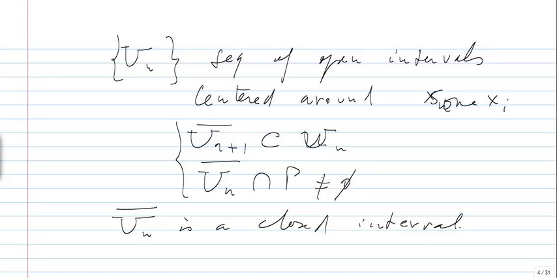Okay, inside with U_{n+1} bar, they're getting smaller. Okay, and they intersect P. Now it's very important to say that P is closed. So here P is closed. Okay, and you have your U_n bar intersect P not empty, and they're decreasing.